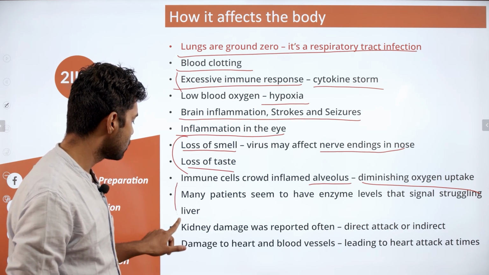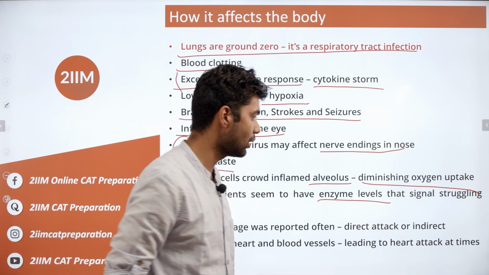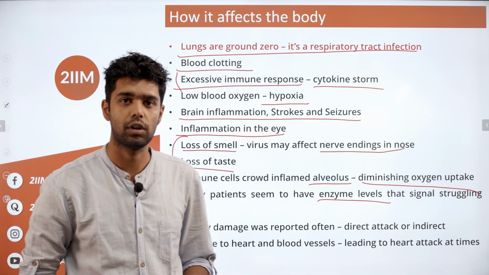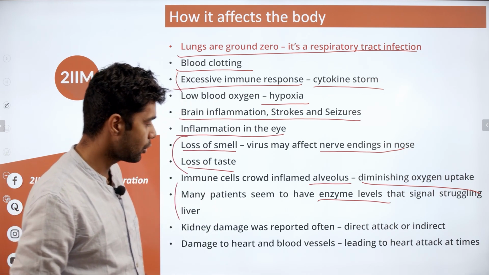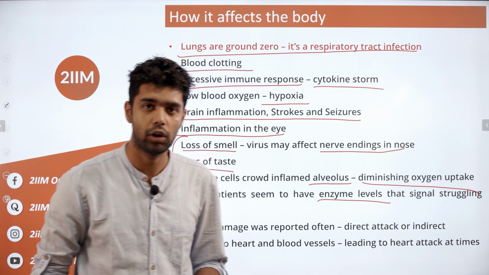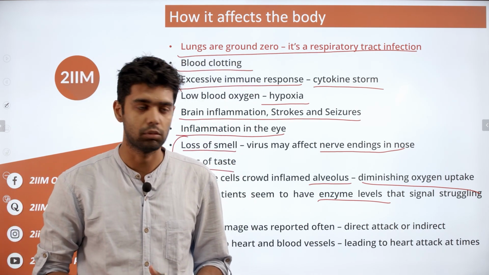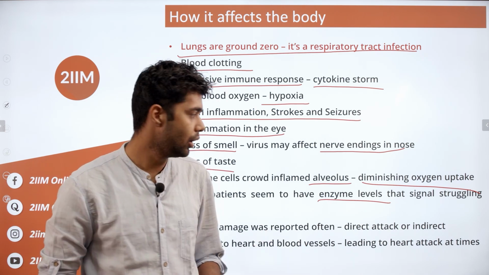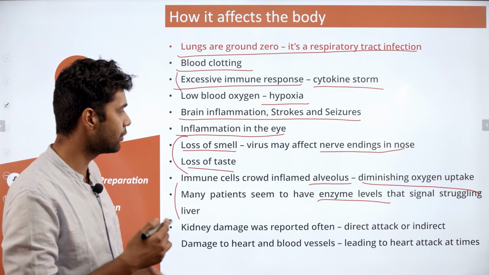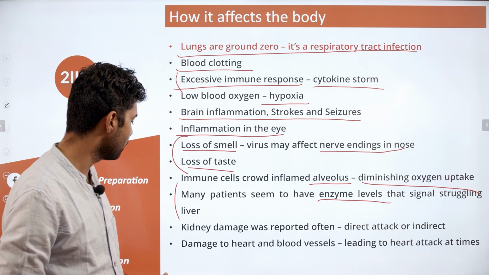From autopsy, people have also found that it might affect the liver. So enzyme levels have signaled that the liver is actually struggling. So that is also reported in some cases. Kidney damage was reported often. So either the kidney is affected directly or indirectly. Directly would mean that the particular virus actually attacks the cells of the kidney. Indirectly would mean that because of diminished oxygen level and low blood pressure, the kidney does not function properly.